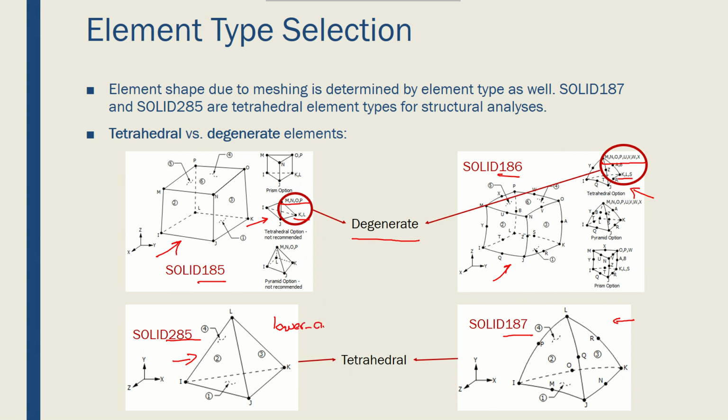So let me just write lower order here. And element type 187, which is a higher order tetrahedral element shape, has 4 nodes at the corners and also nodes at the edges, which makes it a 10 node higher order tetrahedral element for structural analysis. So the difference between degenerate and tetrahedral element shapes is explained in here.